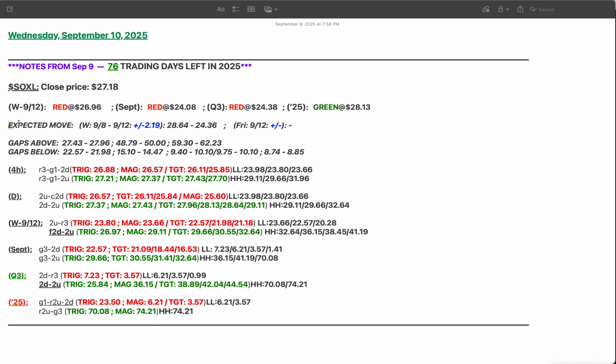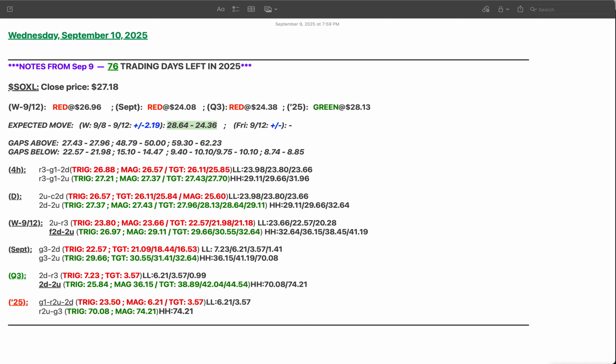We know the market maker's expected move for the week is $2.19. If you're not familiar with this, check out our weekend video, and that goes a little bit deeper into the market maker's expected move and how we get that, and how to put it on the chart. But that gives us a range. The market maker's expected that 70% of price action will be between 28.64 and 24.36.